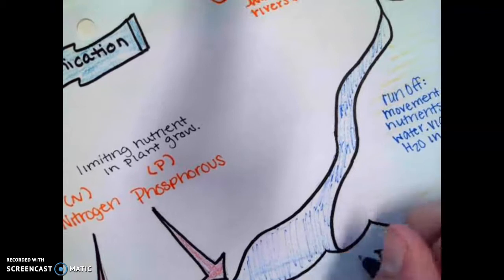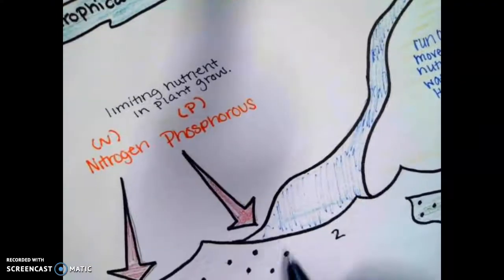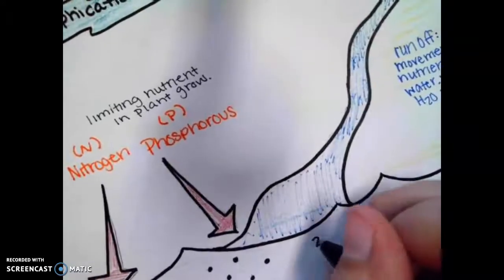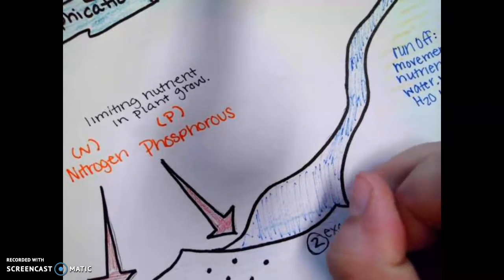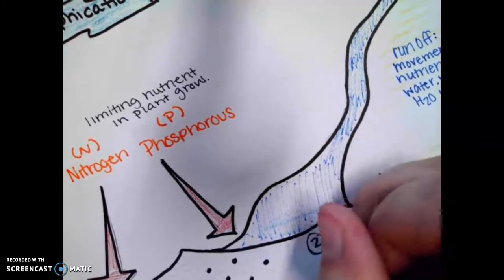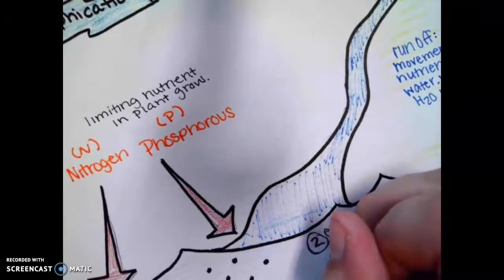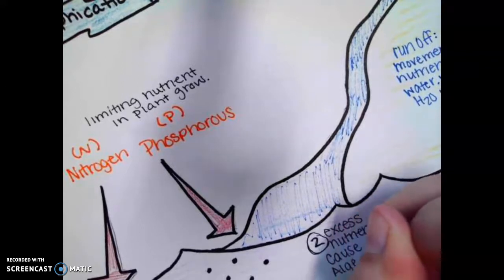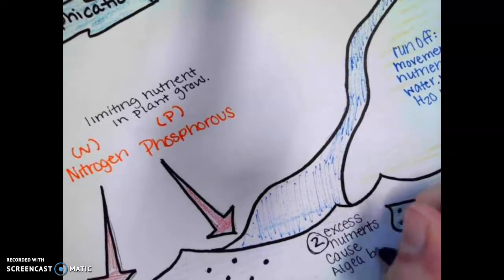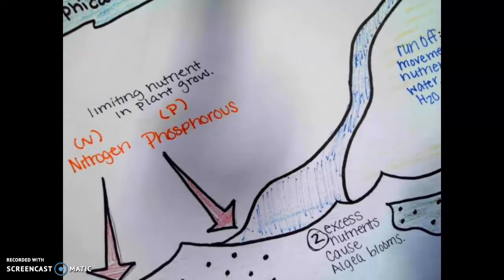So the very first thing that happens is that we get an overgrowth after they wash in. On step number 2, these are our nutrients, by the way. They've washed into our system. Number 2 is the excess or extra nutrients cause algae blooms. That's step number 2.